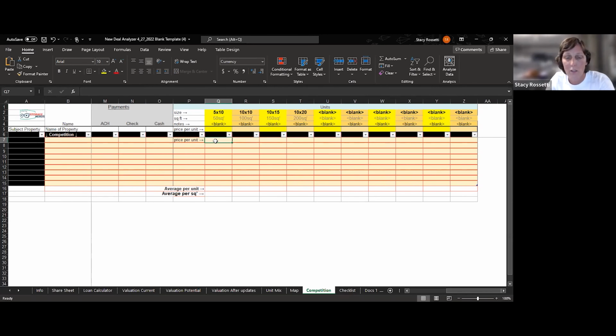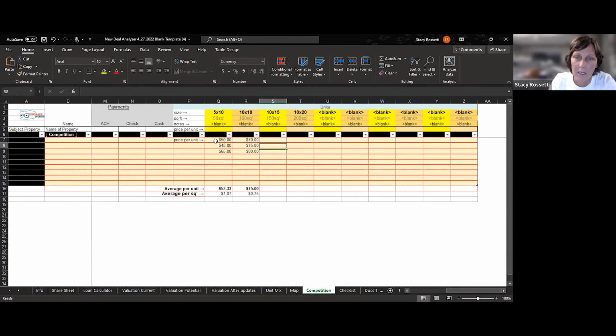And what that does, so let's just say that they charge $50 for a 5x10. And then this one here charges $45, and this one here charges $65. All right. And then you also have somebody that charges 70, and then they charge 75, and then they charge 80.